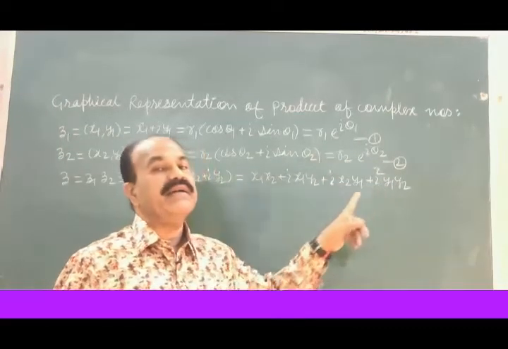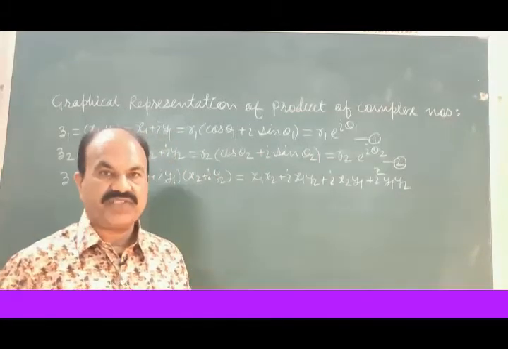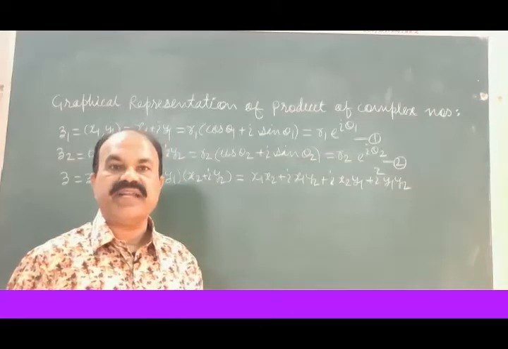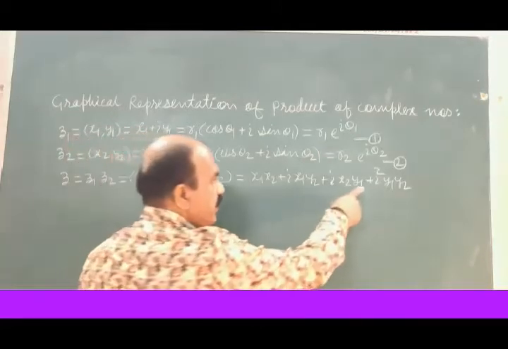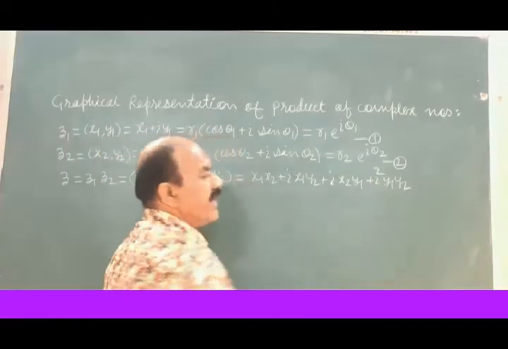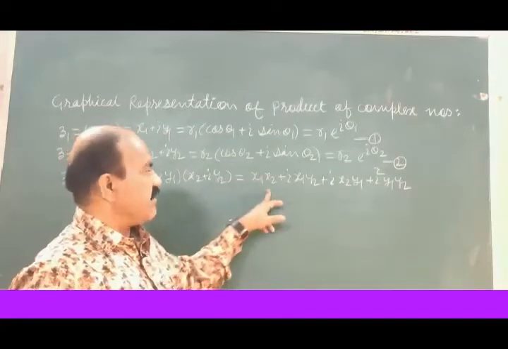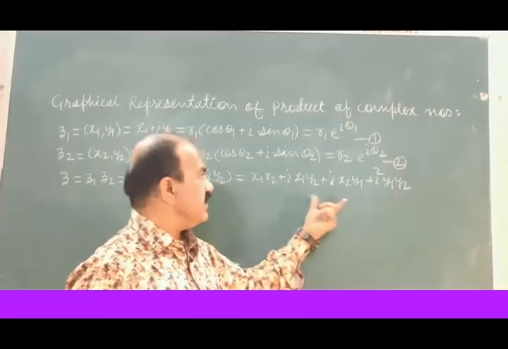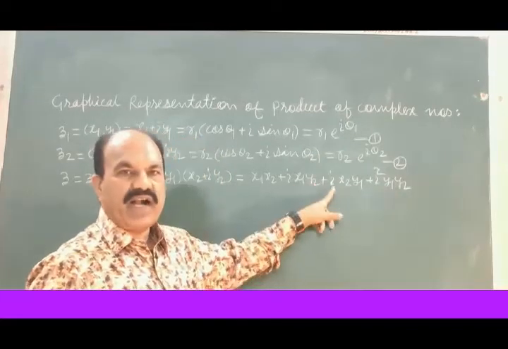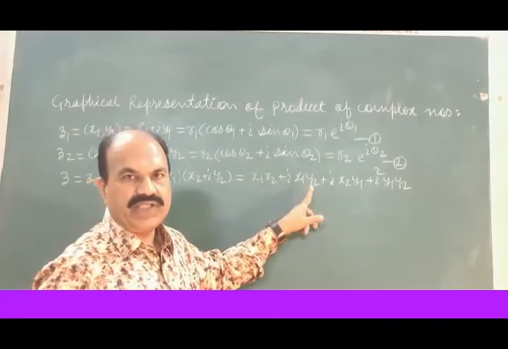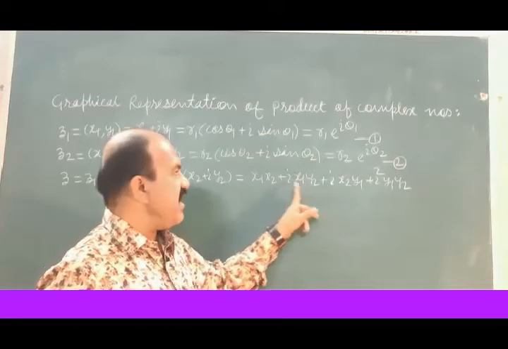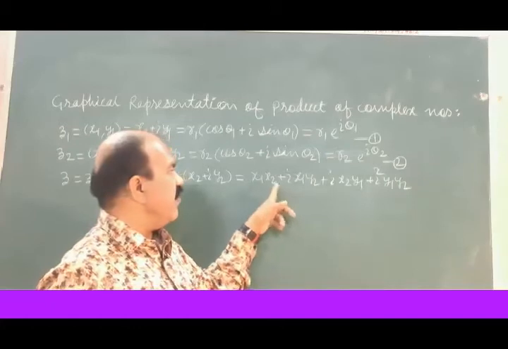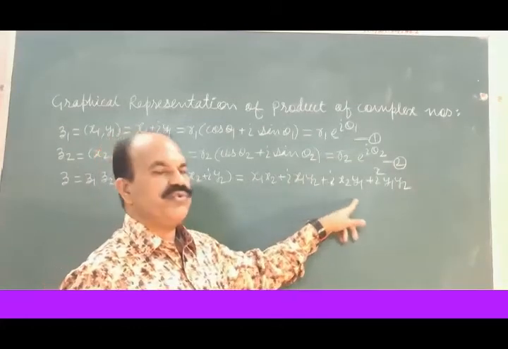What is I? I is square root of minus 1. What will be I square? I square will be minus 1. And so, for this I square, we have to put minus here. x1 x2 is the real part, minus y1 y2 is the real part. These two parts are having I, they are imaginary. I can be taken common. Within the bracket, we will have x1 y2 plus x2 y1.